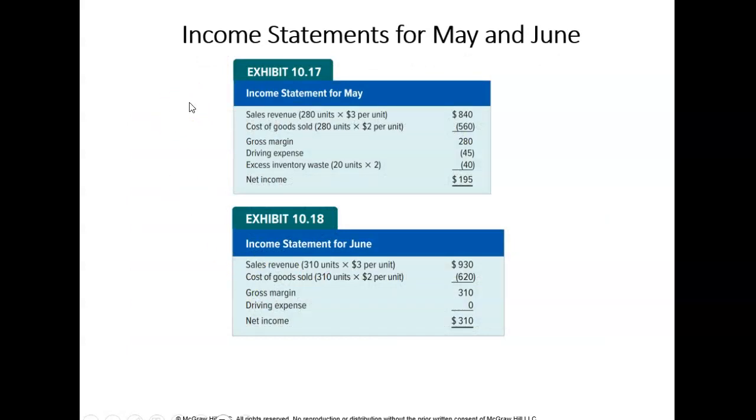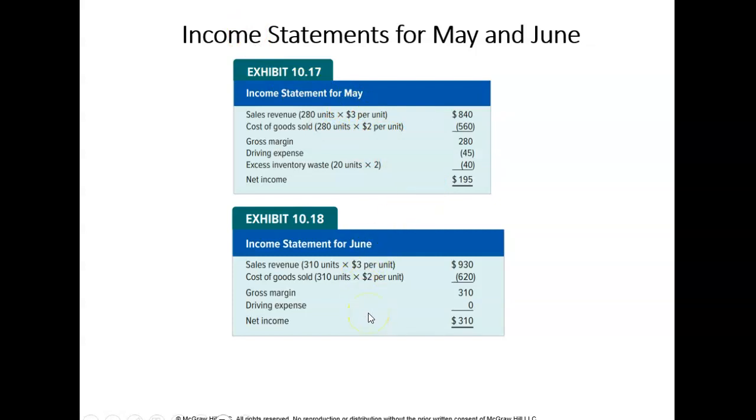Let's take a look at the income statement for the months of May and for the month of June. Here we have an income statement for May that shows sales revenue, cost of goods sold, gross margin. Again, this is the income statement for Paula. This was her driving expense, $45. Excess inventory waste, because with flowers, flowers can wither and they can't be sold. So her net income was $195 for the month of May.